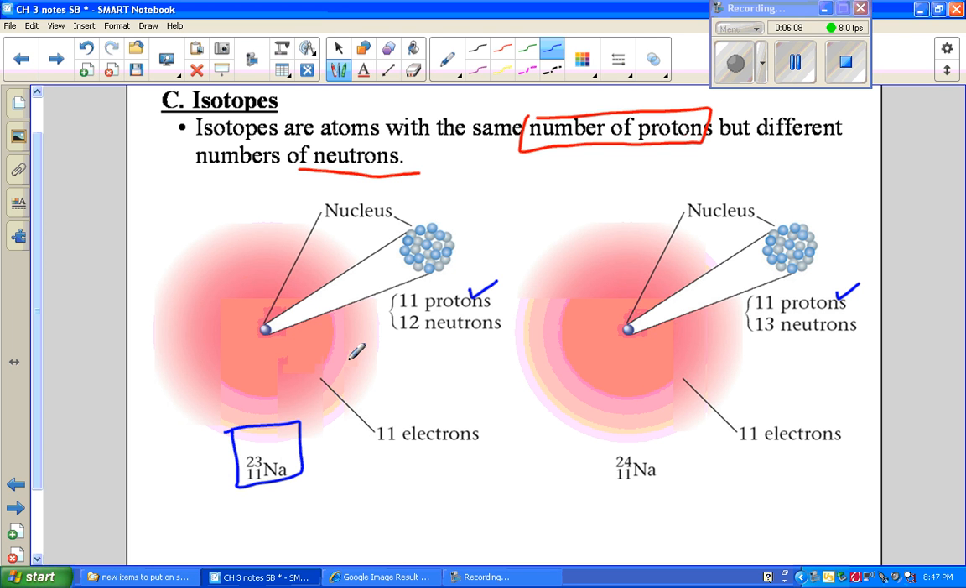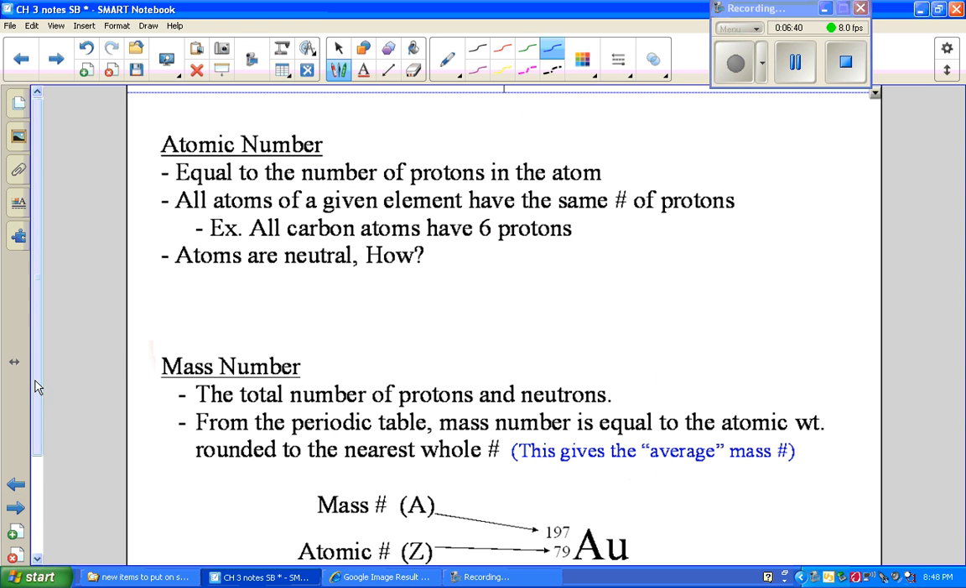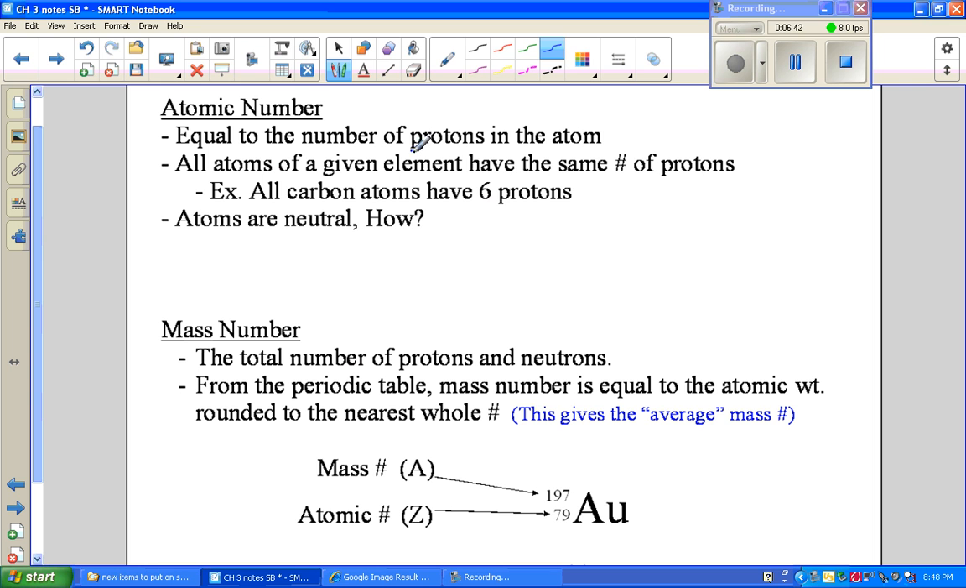So if I have sodium, it's always going to be 11 protons. But here you can see that I have 12 neutrons in this example and I have 13 neutrons in this. This is what an isotope is. Now because this is the one that's on the periodic chart, this is the most common form. But this does exist in very small amounts. So you can see again, I have the differences. It's a mass number on the top, and the atomic number always has to be the same if this is going to be sodium. So the atomic number is equal to the number of protons in the atom.